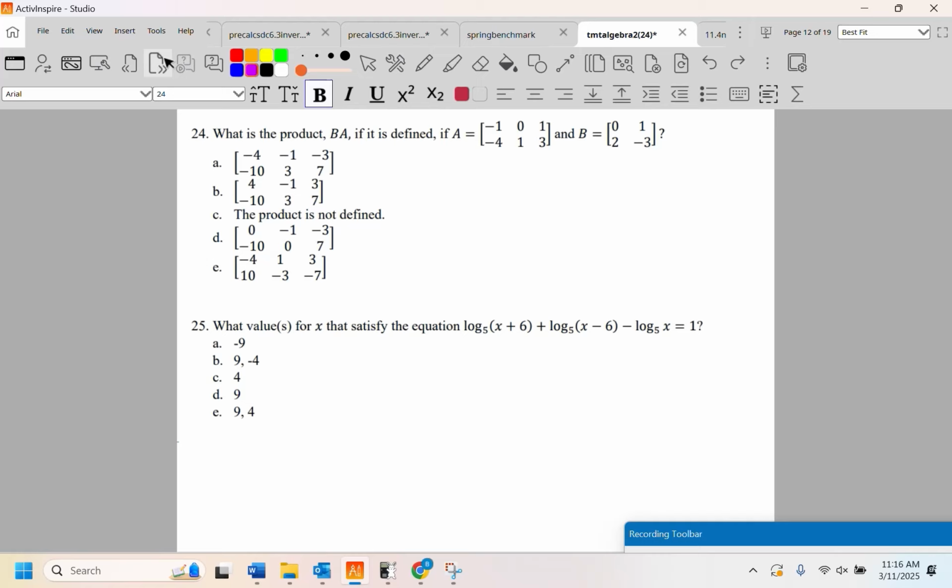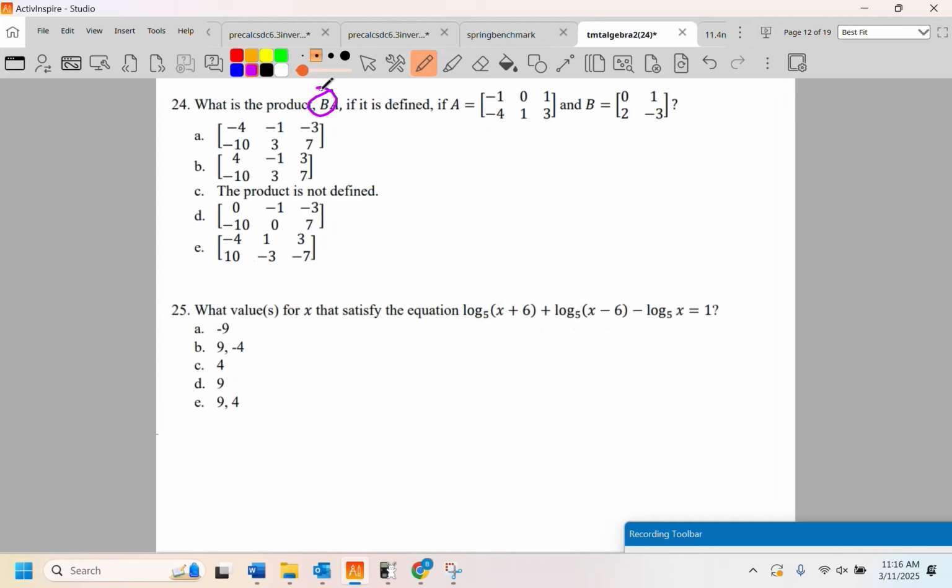Let's see here. Be careful on this one. It is a super easy problem. Oh, man, that stinks. It is a super, super easy problem, but they've done something kind of tricky that gets a lot of kids. This is the product of B times A. Even though you have a calculator, a lot of kids will miss it because you just don't think. And I'm guilty of it too.